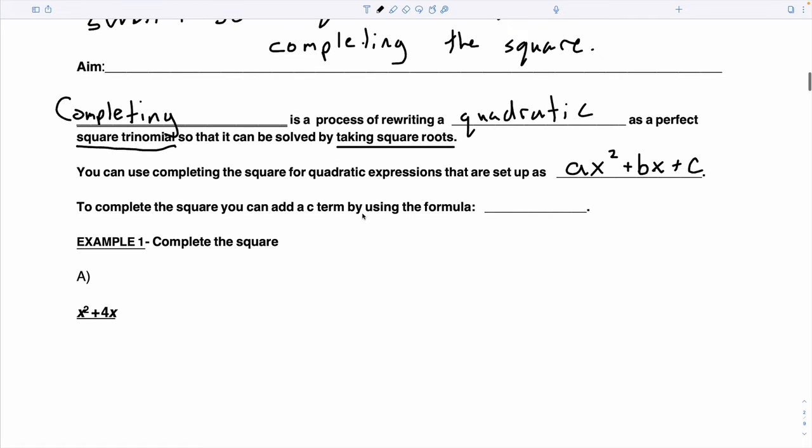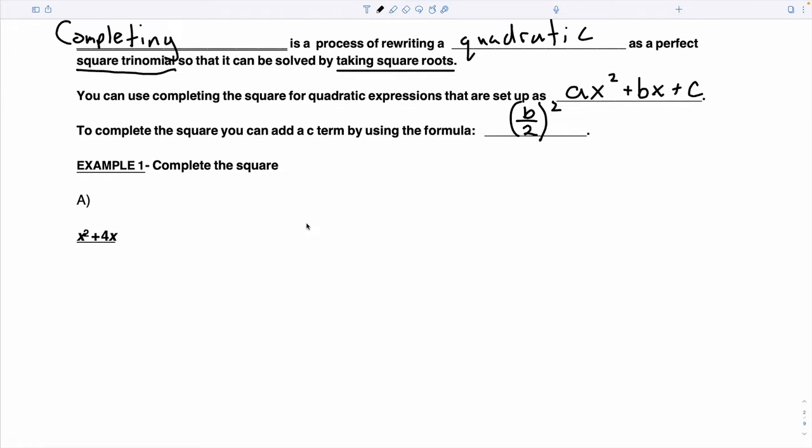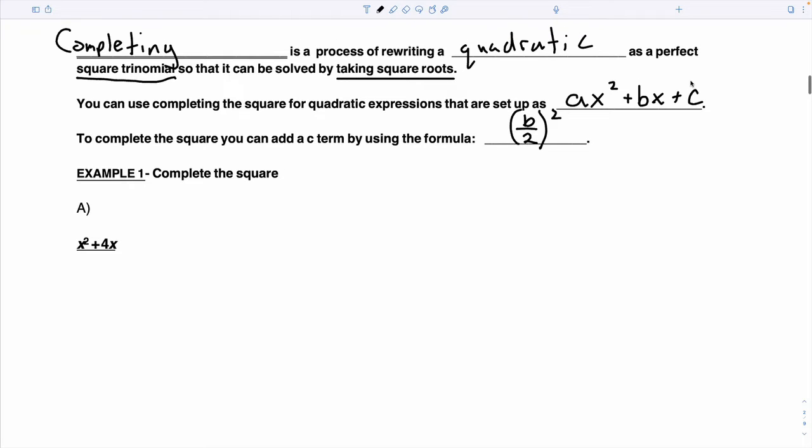To complete the square, you can add a c term by using the formula (b over 2) squared. So check out x squared plus 4x. This is not a perfect square trinomial. A perfect square trinomial, remember, is going to look like this. In the end, when you factor it, it's going to have one binomial, and then you square it. It multiplies by itself twice. I can't get that with x squared plus 4x, so let's make it.